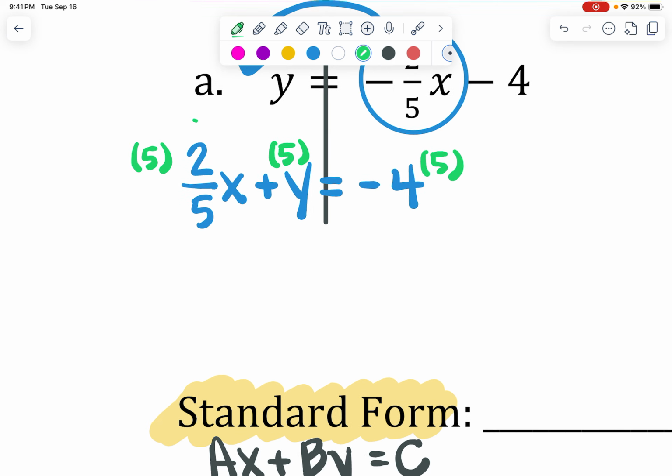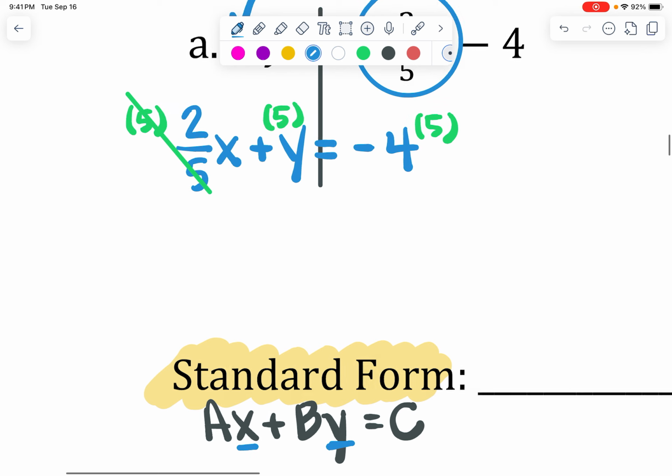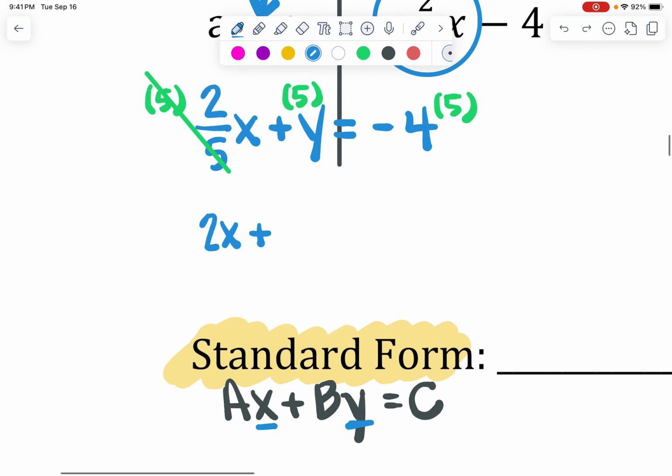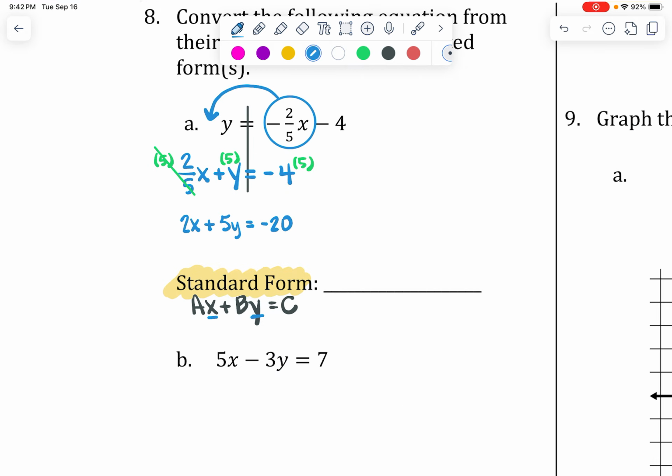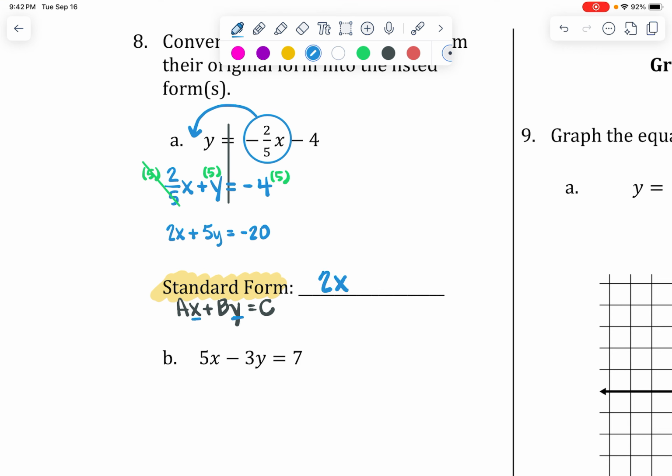All right, now you can either type this in your calculator, 5 times 2/5, or you could recognize that we multiply to 5 with a divider of 5, and the whole point is that they cancel out. So that's going to leave us with 2x plus 5 times y, which is 5y, and then -4 times 5, which is -20. And that is our final answer, 2x plus 5y equals -20.